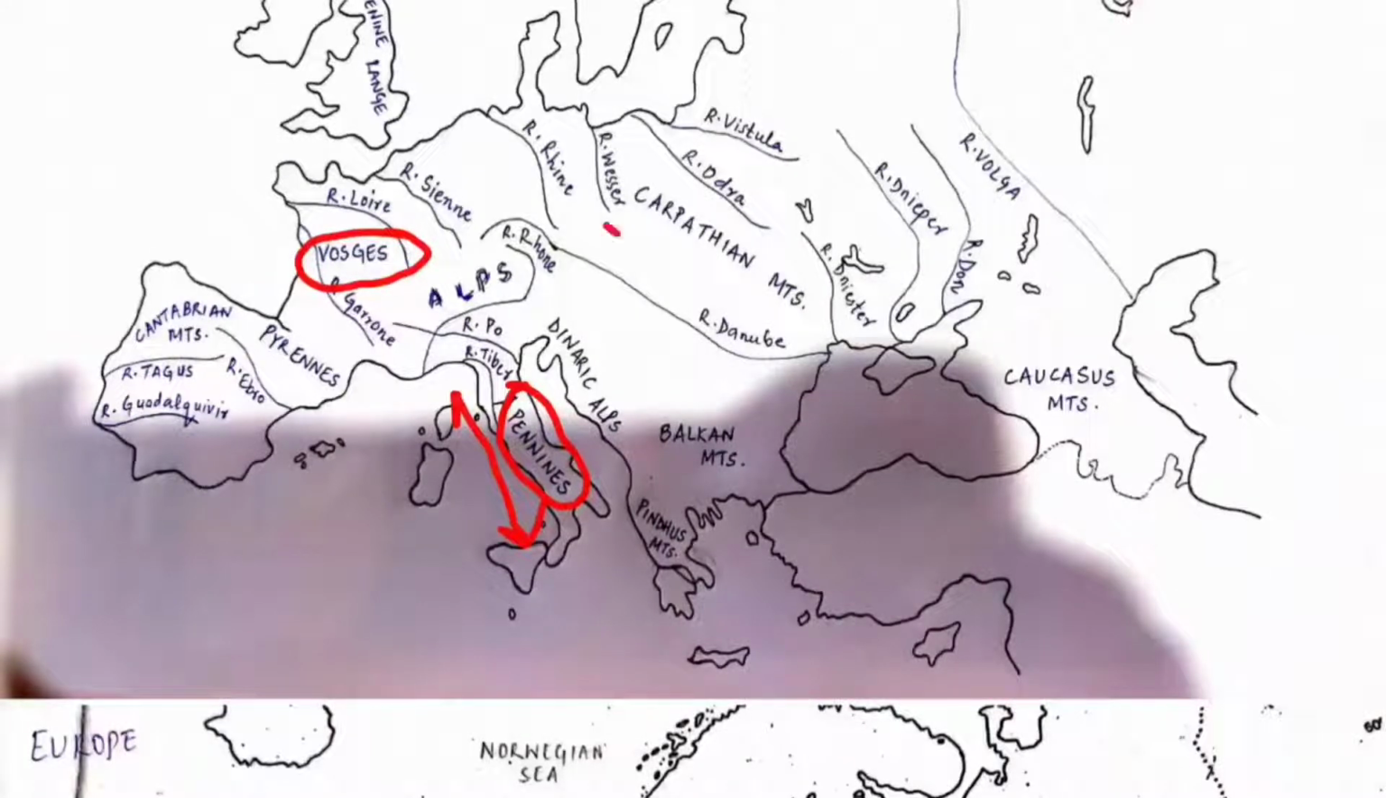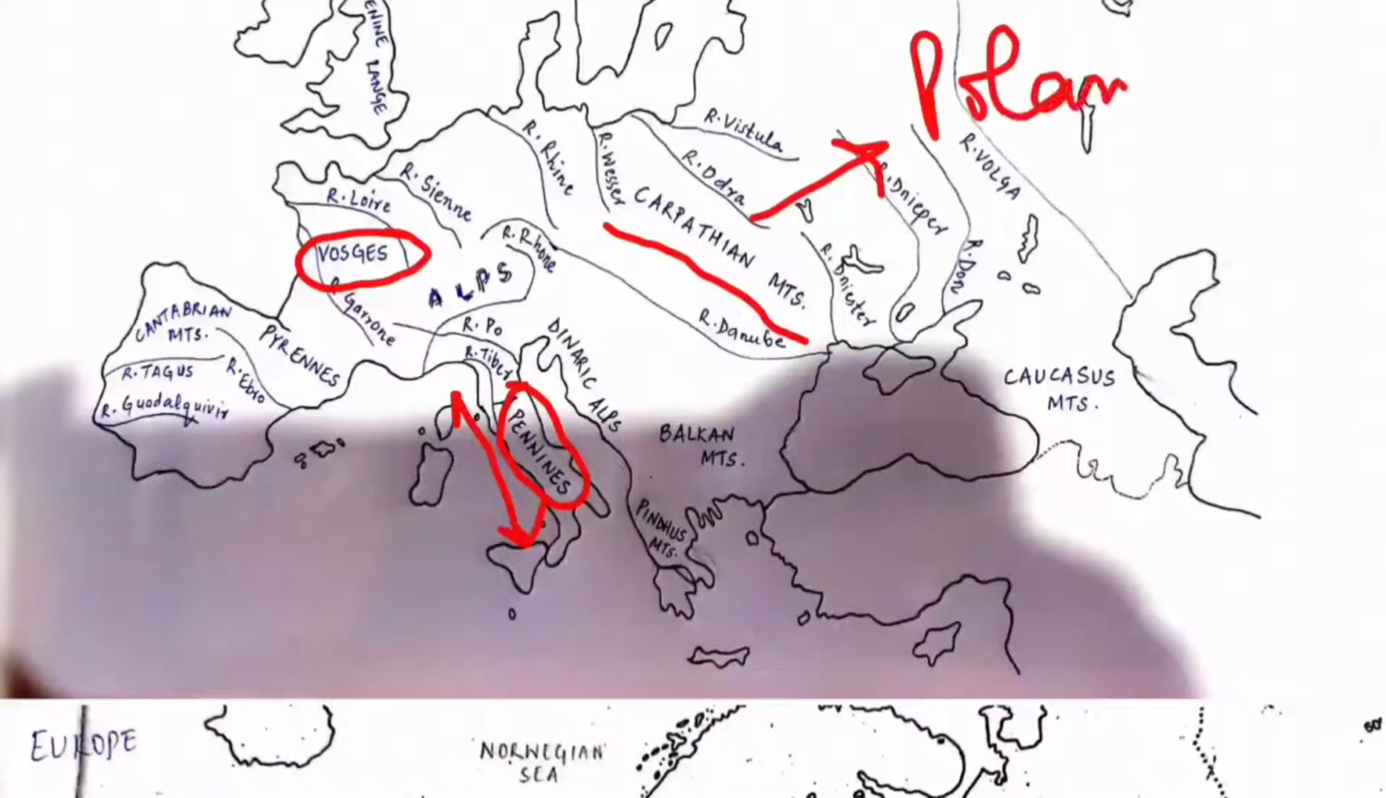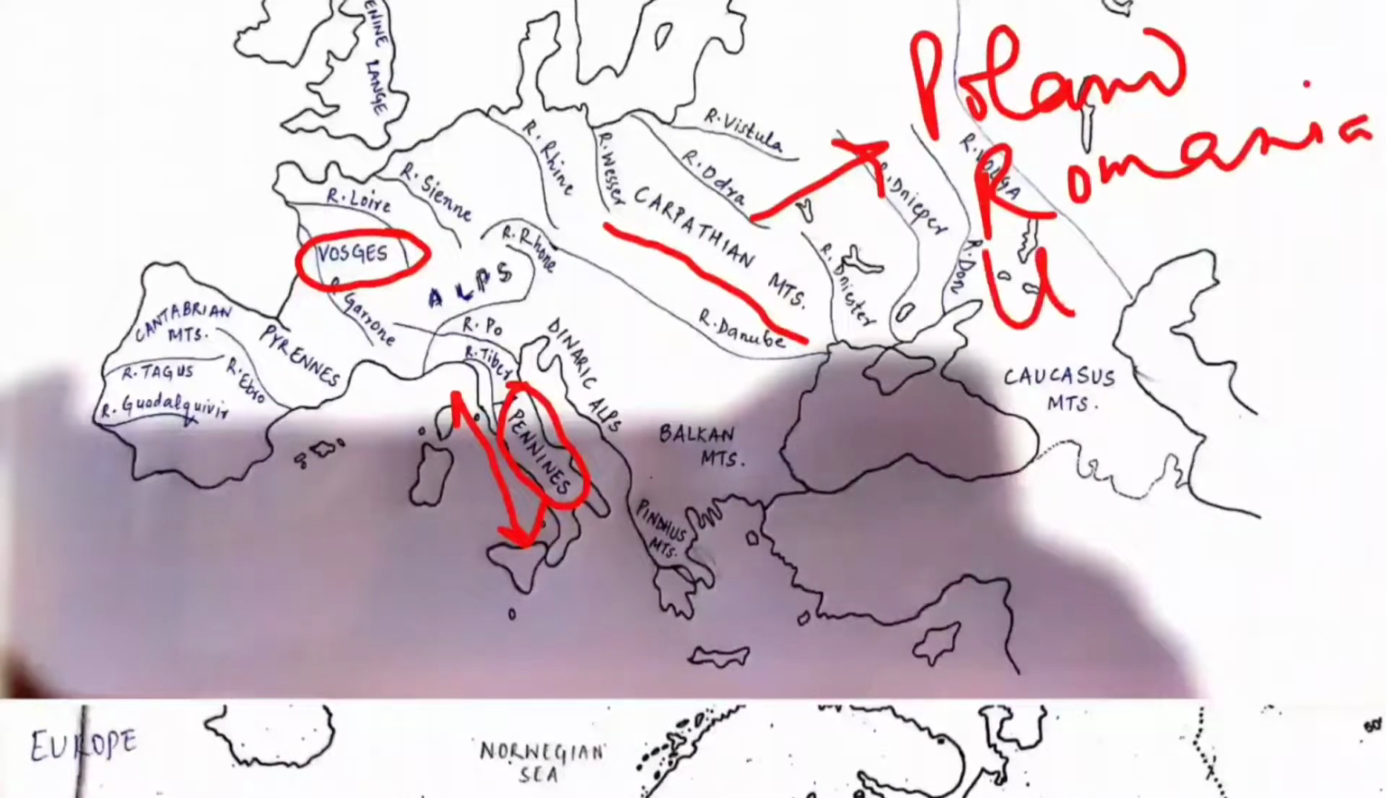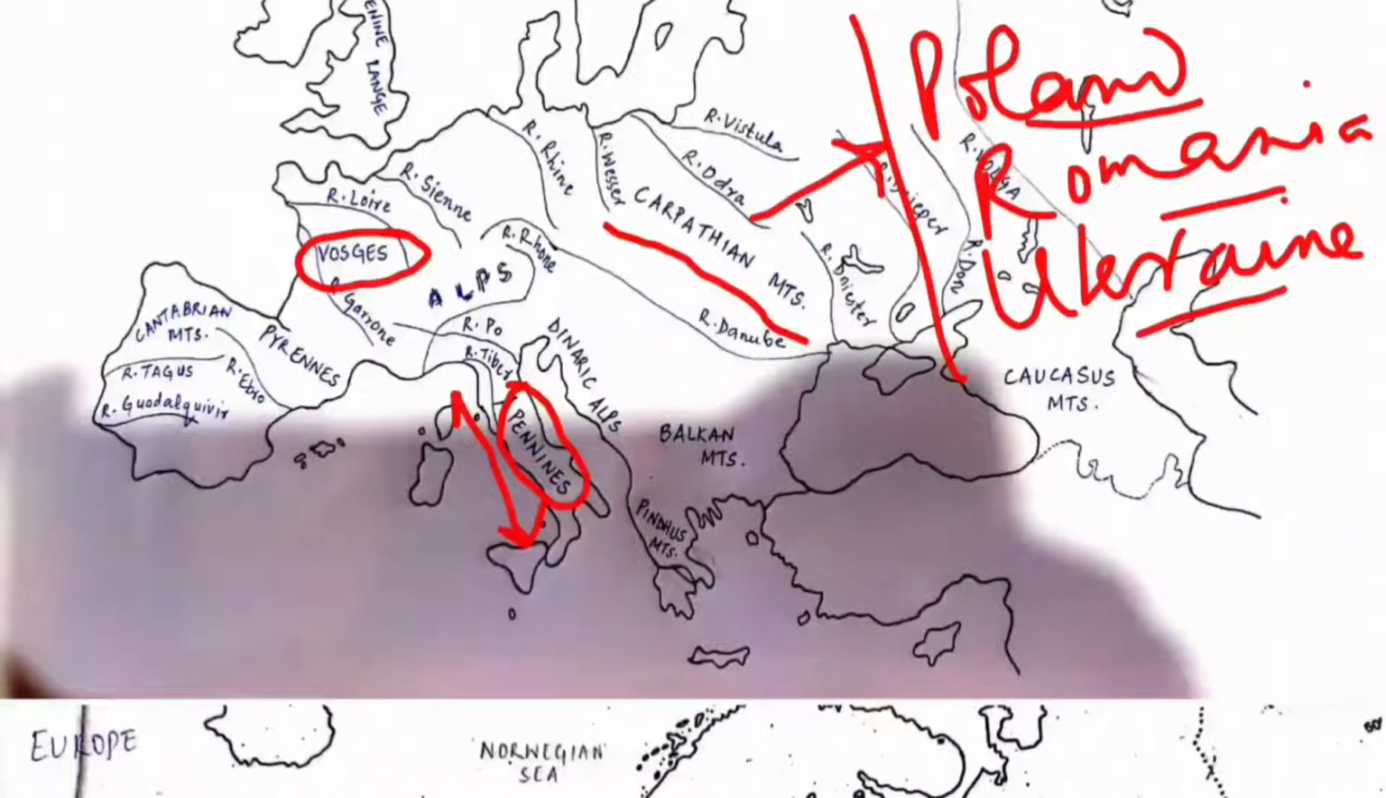Then we have the Carpathian Mountains. These Carpathian Mountains are found in three countries. One is Poland, another is Romania, and the third one is Ukraine. In Poland, Romania and Ukraine we have these Carpathian Mountains spread.